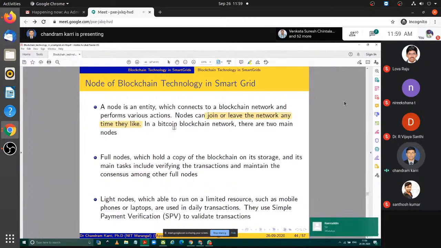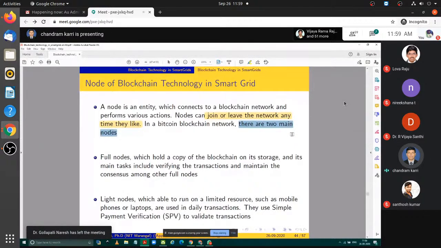In the Bitcoin blockchain network, there are only 2 main nodes. What are the two main nodes? When it is applied to smart grid technology, nodes are classified into different categories. One is the full node. Another one is the light node. These classifications and divisions of nodes depend on the requirement at the smart grid.